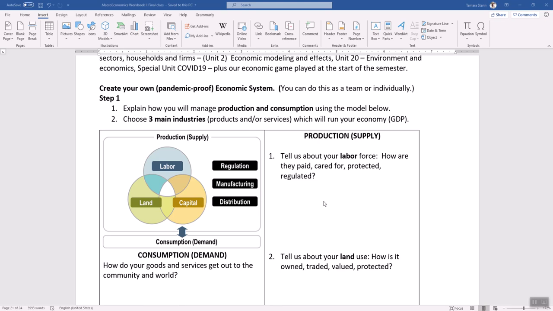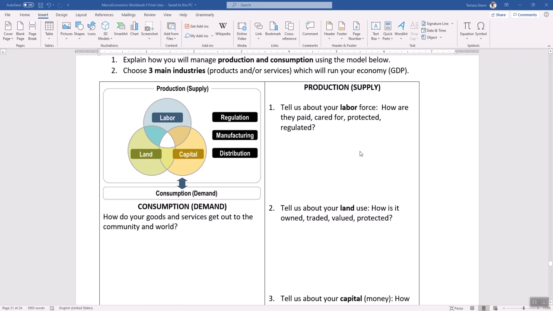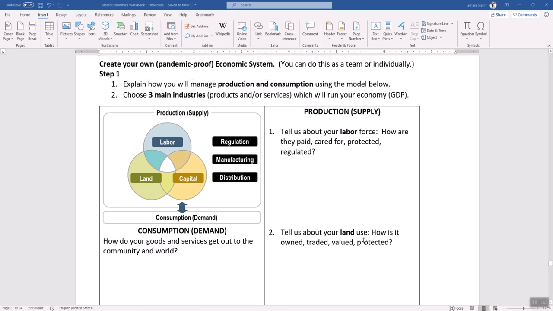All right. So let's go take a look at this. So when we're looking at consumption, we're looking at how your goods and services get out into the community and the world. And when we're looking at production, we have the three parts of production: labor, land, and capital, right? Money. So who's your workforce? How does land get used, owned, traded, distributed, and money, right? How is money used? Where does it come from? How is it regulated? How is it distributed?